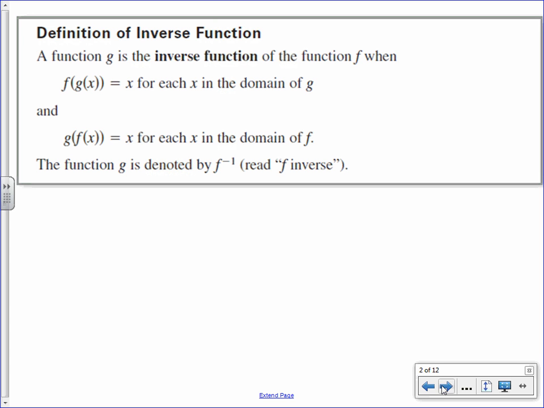But to prove that two functions are inverses of each other, you would take their composition and make sure they equal x. When we were doing inverses in my pre-calc classes, I had some students always refer to it as one undoing the other. I think that's a great way of thinking of that. That's why our composition is x.